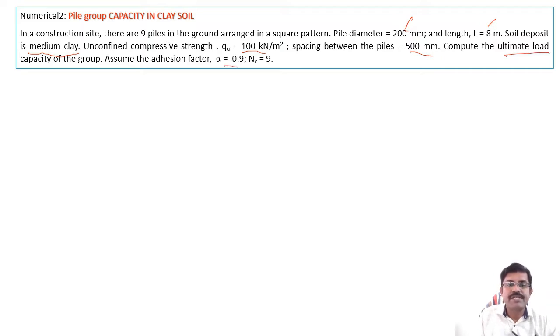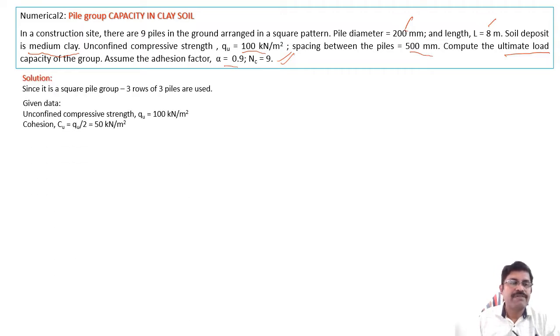The adhesion factor is given as 0.9, and NC is Skempton's coefficient, which is given as 9. The data given in the question are the unconfined compressive strength of the medium clay, that is 100, and the undrained cohesion is half of the unconfined compressive strength value, that is 50 kilonewton per meter square.